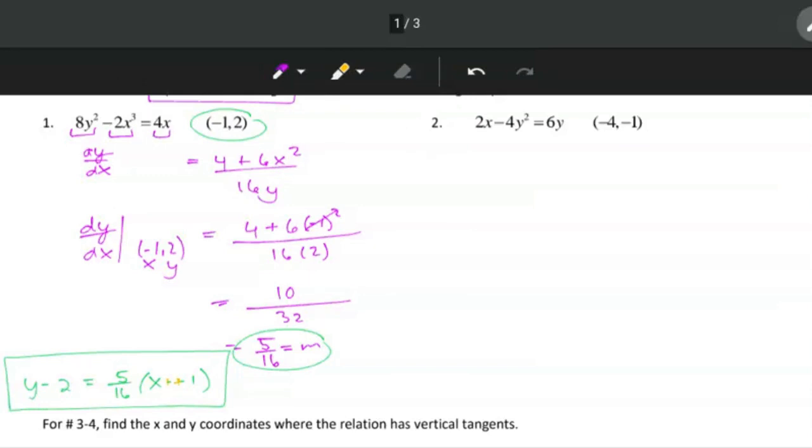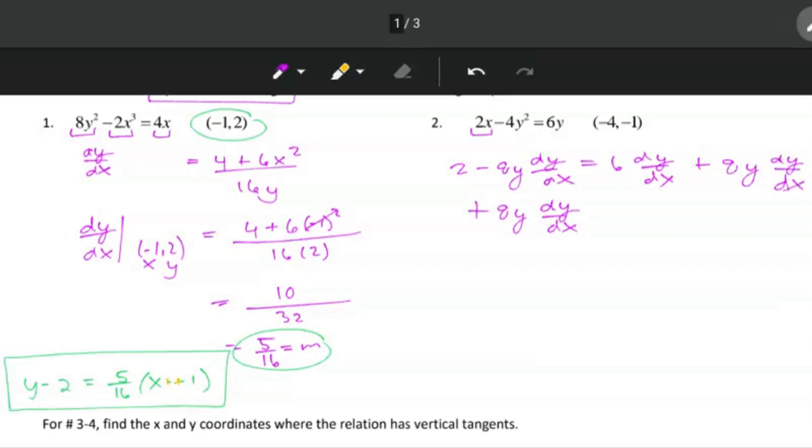Each term separately, so derivative of 2x is 2 minus 8y dy dx equals 6 dy dx. So we have to get all the dy dx terms on one side of the equation. So I would add this 8y dy dx to the other side. So these cancel. Save time. I'm just going to erase them.